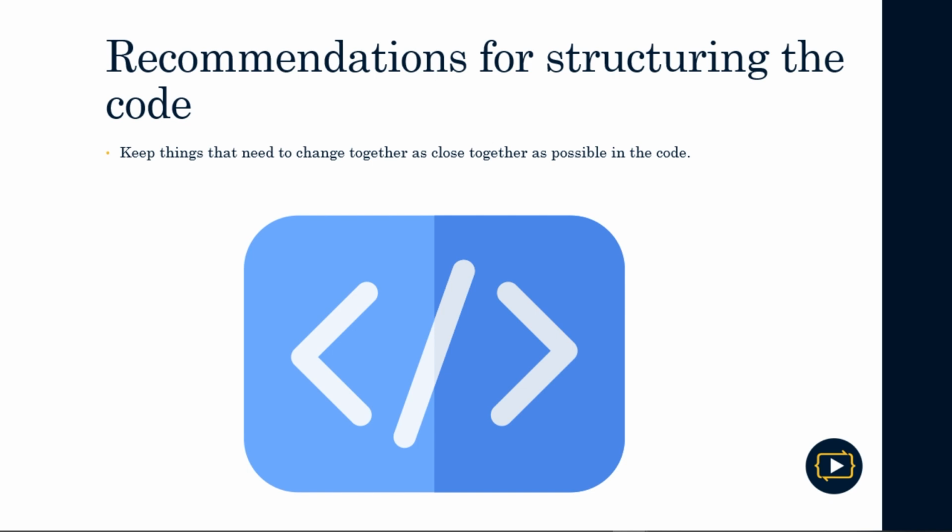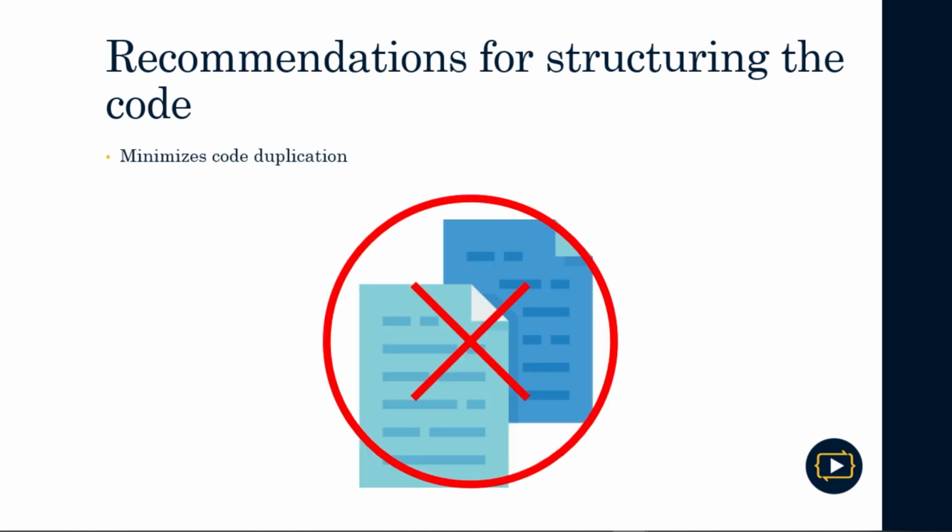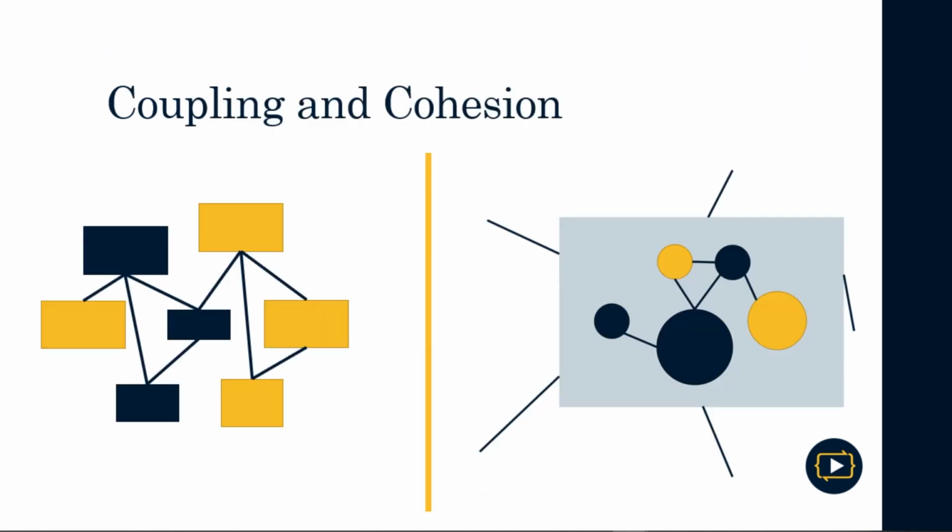The first recommendation is to keep things that need to change together as close as possible in the code. The second recommendation is to allow unrelated things in the code to change independently. Finally, you should minimize code duplication, as long as it does not break the system's correctness. These objectives are closely related to the terms applied to code called cohesion and coupling. You will often hear that the ideal is to achieve low coupling and high cohesion, but what exactly does this mean? To understand this phrase, we first have to study the concepts individually.